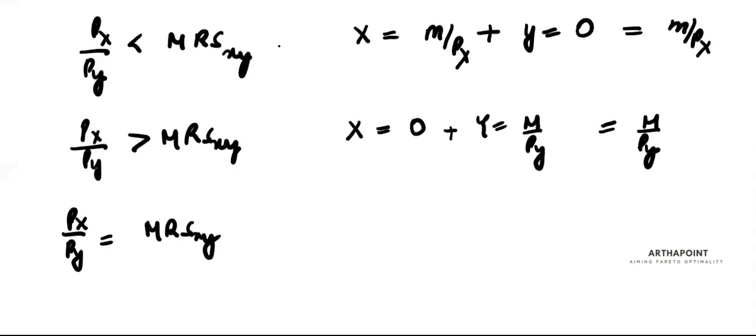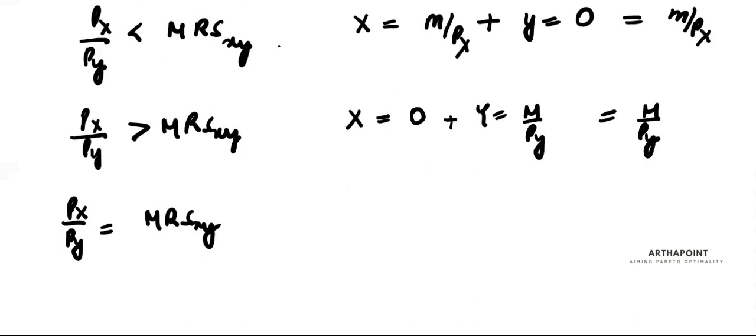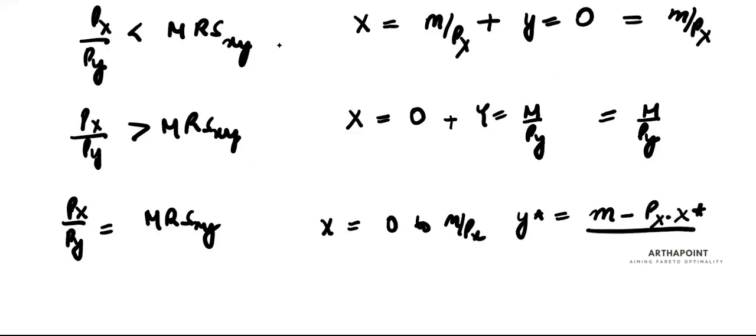In this case, you can consume any amount of X, any amount of Y. So your X was anything between 0 to M by Px, and Y was M minus Px into X star upon Py. You can add these two and get the indirect utility.